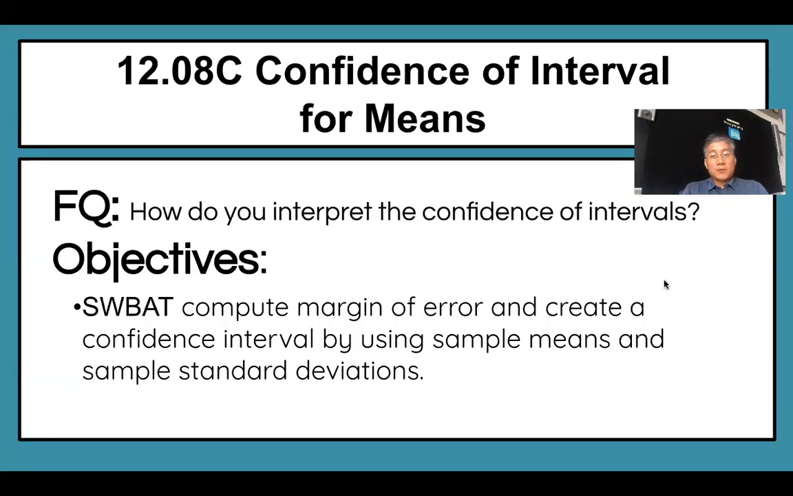Hello, everybody. Today we are going to talk about 12-point AC confidence intervals for means. We are going to compute the margin of error and create a confidence interval by using sample means and sample standard deviations. In the last lesson, we did it by using the sample mean and a population standard deviation, right?